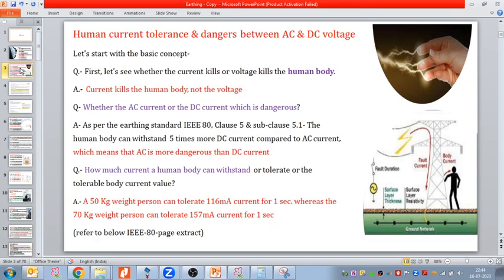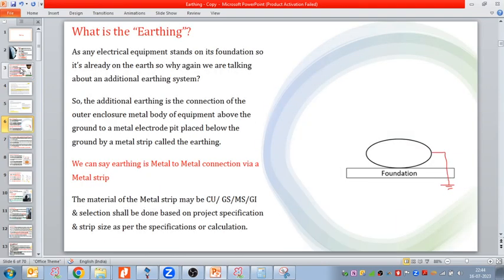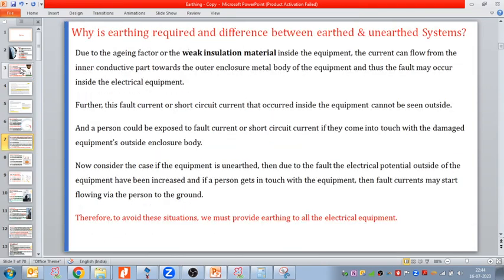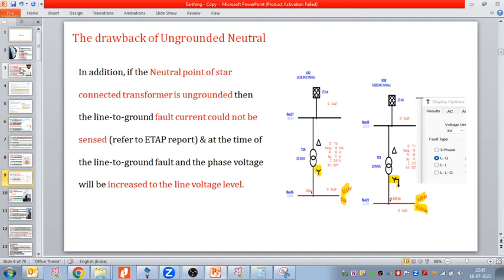So what we discussed, we started from the basic concept, whether voltage or current is dangerous, AC and DC current, and how much current a human body can tolerate. And for this, I took the reference from the standards. And then we discussed what earthing is, and why earthing is required, and we discussed that not only live equipment, even equipment in which static charge could be developed also requires earthing. And we... Sir, I have a question.